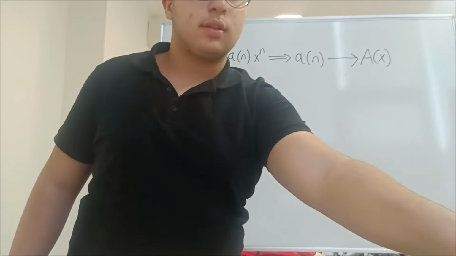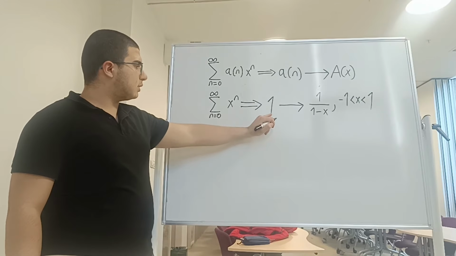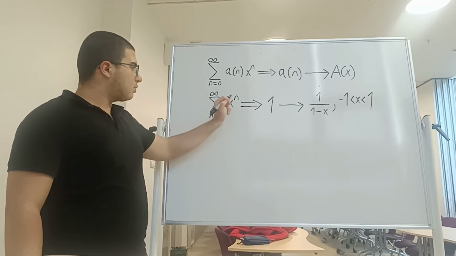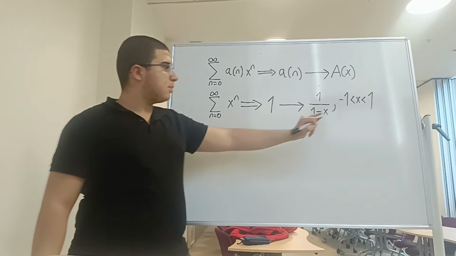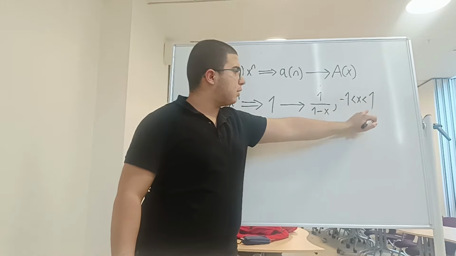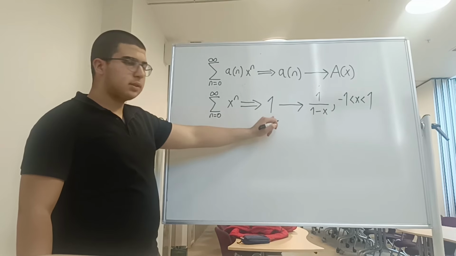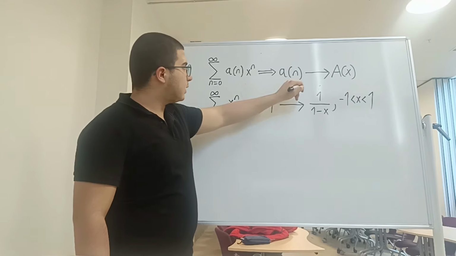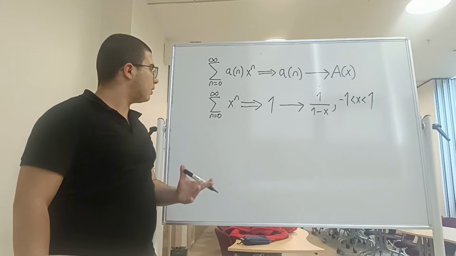So, let's look at an example of power series. In this example, where the function is 1, a constant function, our infinite sum is x to the n. And this is equal to 1 over 1 minus x when x is in between minus 1 and 1. We inputted a function of n, which is a constant function in this case, and we got out a function of x. So we change the variable. It's kind of like a transform, as you may think.